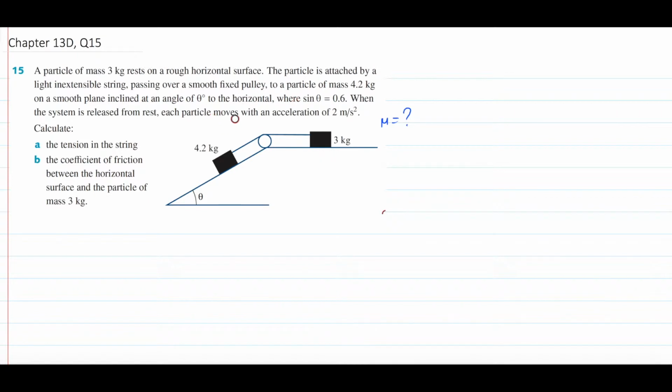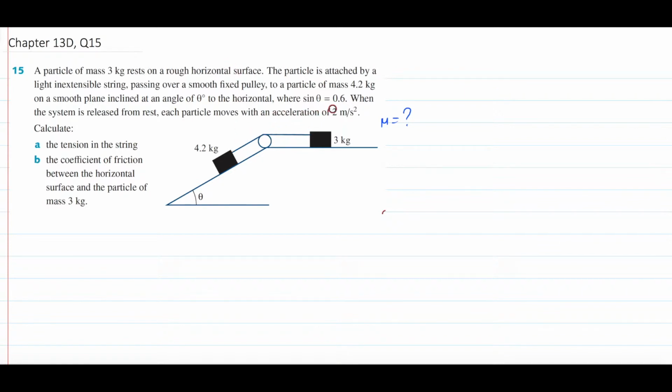All right. When the system is released from rest, each particle moves at an acceleration of 2 meters per second squared. Okay, so we know acceleration is 2. Unlike most questions, you're not asked to find acceleration for this one. We need to find tension, and we also need to find coefficient of friction. So let's label everything in this diagram first.